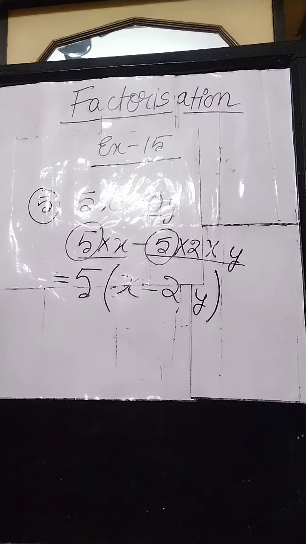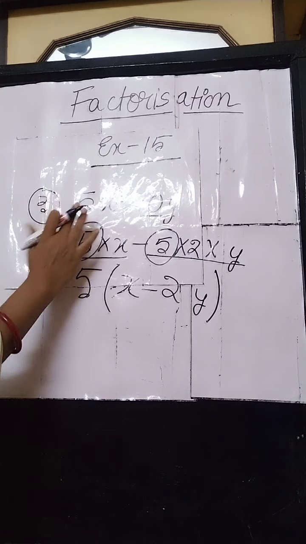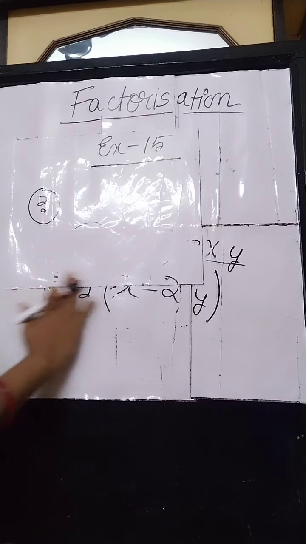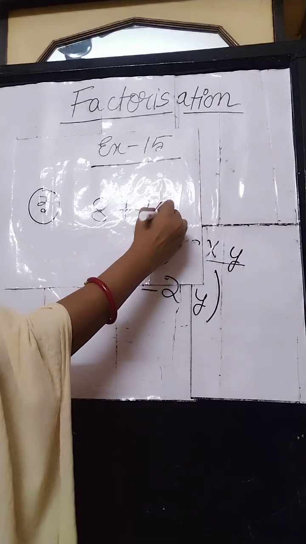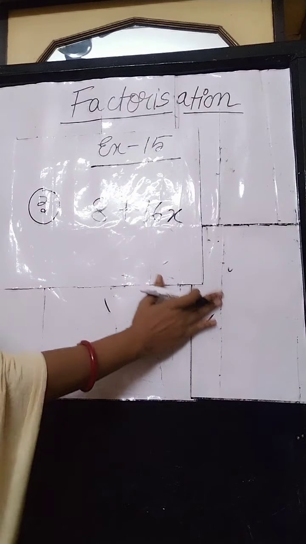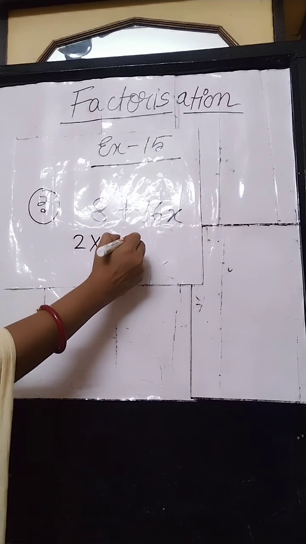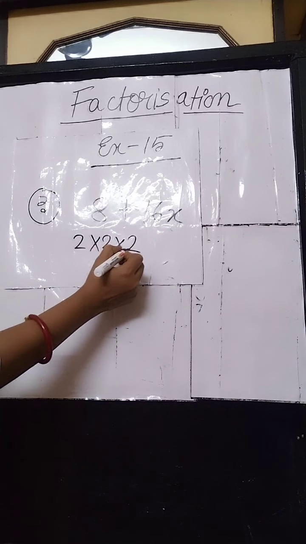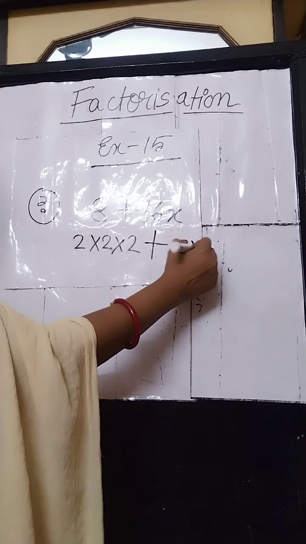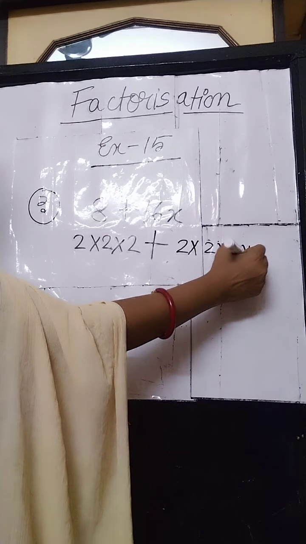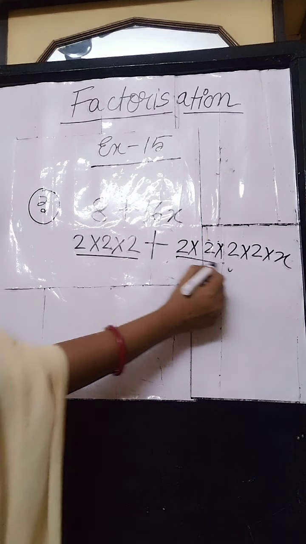Suppose sum number 3, the very basic sum of the subjective type of exercise 15, that is given as 8 plus 16x. Now here you can see, if we break 8, we are going to get 2 into 2 into 2. Plus, if we break 16, then we are going to get 2 into 2 into 2 into 2 into x. So here we have got three 2's, and here we have got four 2's.